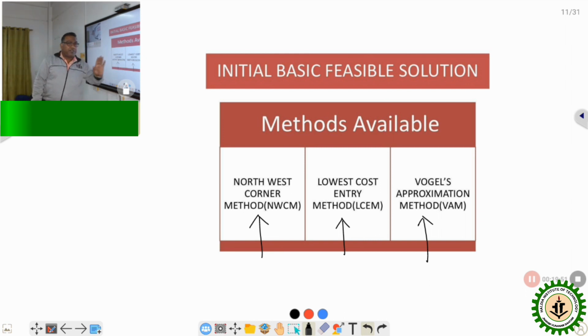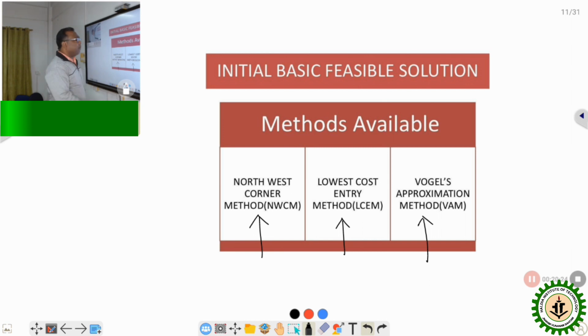But at the initial stage, we are going to learn how to find the solution with these first two. Maybe in the next class we will go for Vogel's method. To compare the results, I have chosen only one problem over which we will apply these three different techniques. And at last we will check which method is the best one.